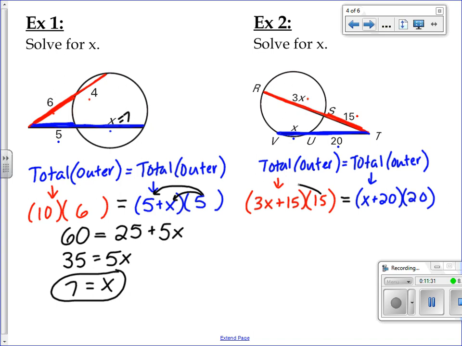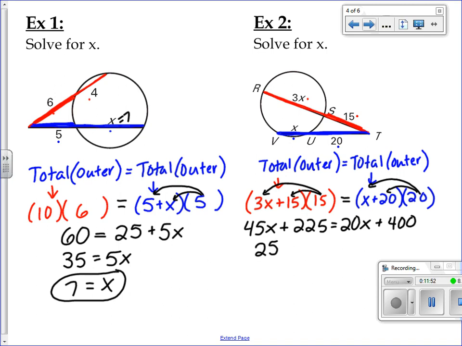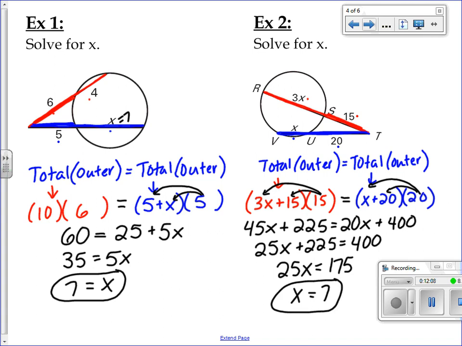Okay, more distribution here. It's just backwards. So 3x times 15 will be 45x. 15 times 15 is 225. Same idea over here. 20 times x is 20x. 20 times 20 is 400. We could subtract 20x over to get 25x. We could then subtract 225 over. So 25x equals 175. And then divide. We're also going to get x equals 7 for this problem.